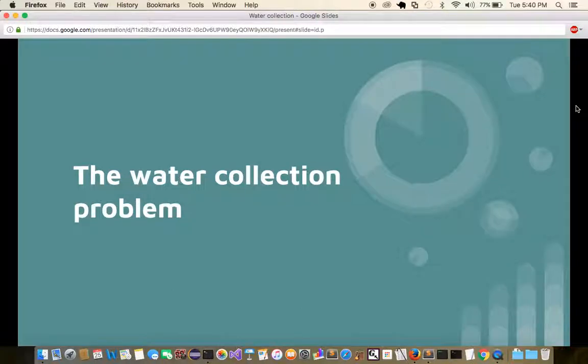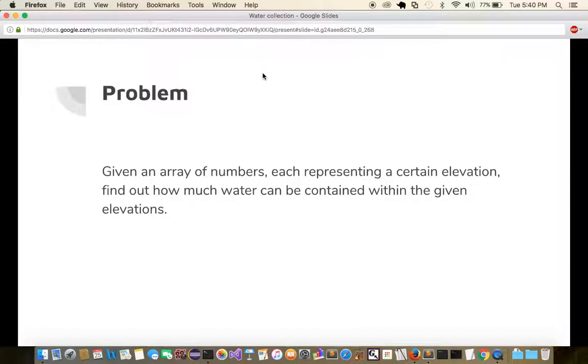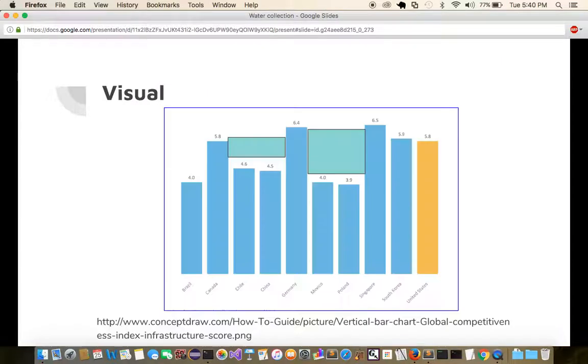Hello guys and welcome. Today we're going to go over a popular array problem, and this is called the water collection problem. The idea is that we're given an array of different numbers, each representing a certain elevation, and we want to find out how much water can be trapped between the elevations.